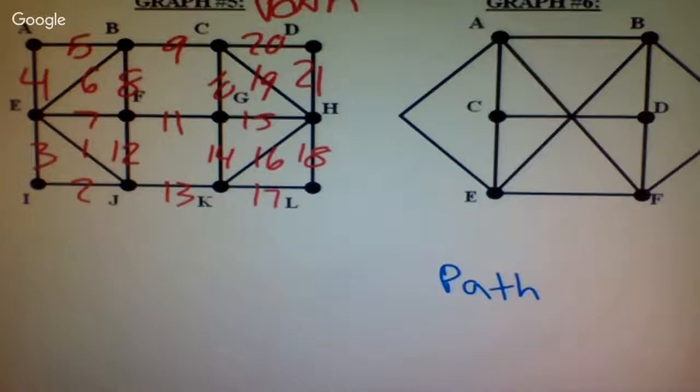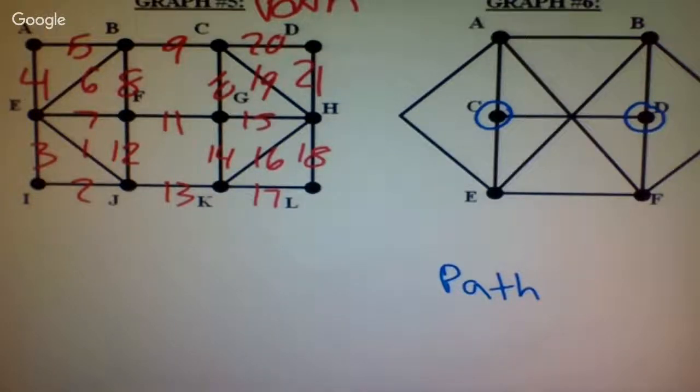Let me do this one. Trey, you want to do this one? Yeah, let me do this one. All right. Thank you, sir. Okay. This is a path. You've got an odd vertex at C and an odd vertex at D. So you need to start at one of these.